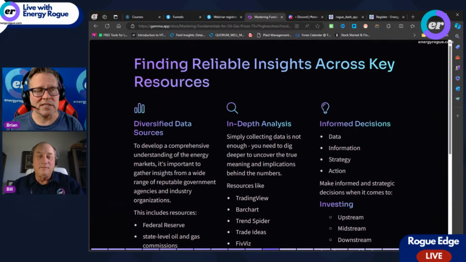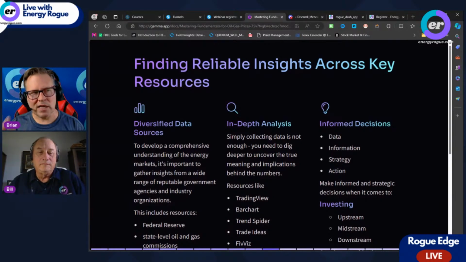Then if you want to look at the technical side, personally, I use TradingView and I use Bar Chart. Those two are phenomenal resources. There are other resources out there. I've listed a couple. But what's the key? You're looking at the fundamentals. You're looking at the technicals. That's so you can take this data, translate this data into information, put it into strategy, and put it into action.